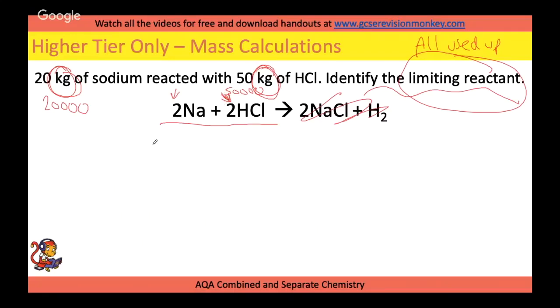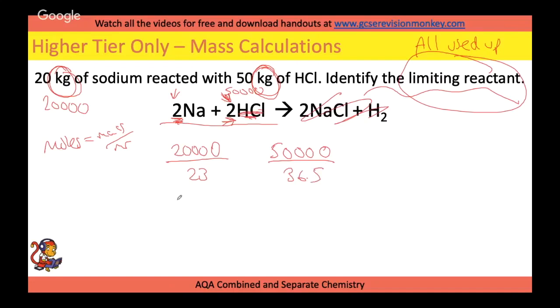Again, moles equals mass over MR equation. So to calculate the number of moles that we've actually reacted together, we do our 20,000 divided by 23, ignoring the 2 because we talk about this later. And then the 50,000 divided by the relative formula mass of these two, which is 36.5. So we get an answer of 869.565 moles reacting with 1369.86 moles. And we need to find out which one we've added too much of.